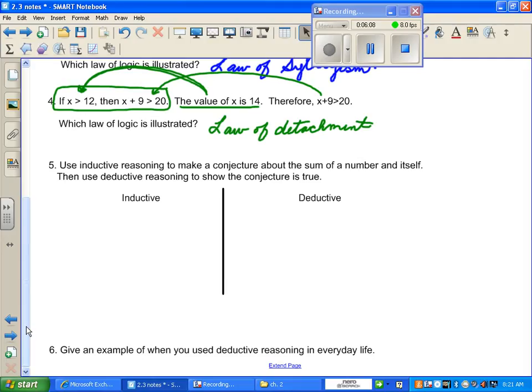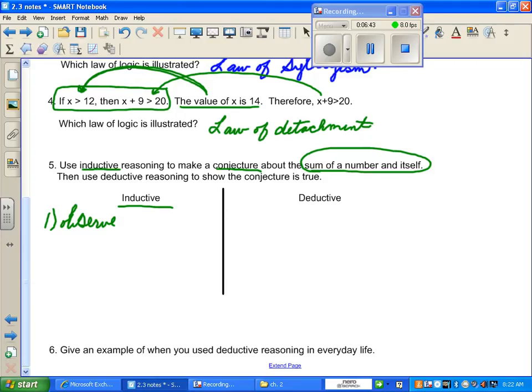Number 5, use inductive reasoning to make a conjecture about the sum of a number and itself. Then use deductive reasoning to show the conjecture is true. So we're using inductive first, and we're going to make a conjecture about this idea, the sum of a number and itself. So I'm going to go ahead and set up some data. I'm going to observe what the statement is saying.